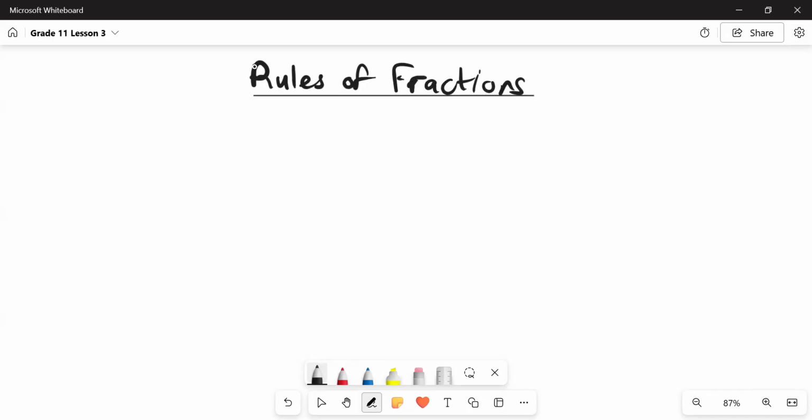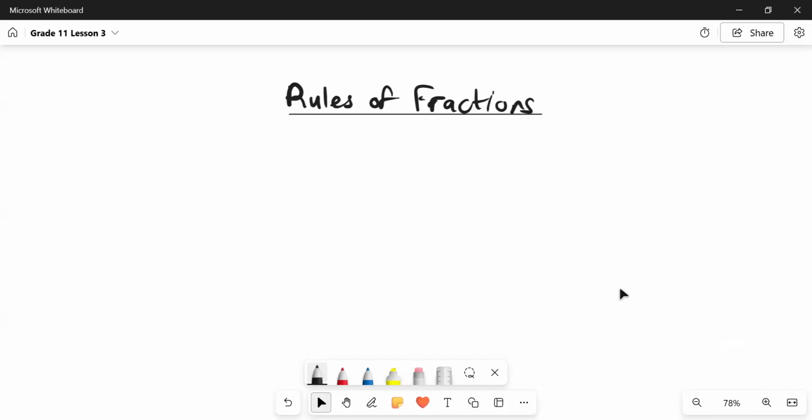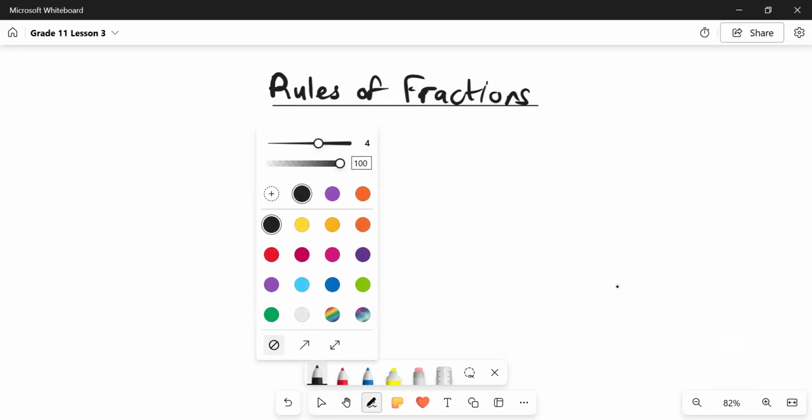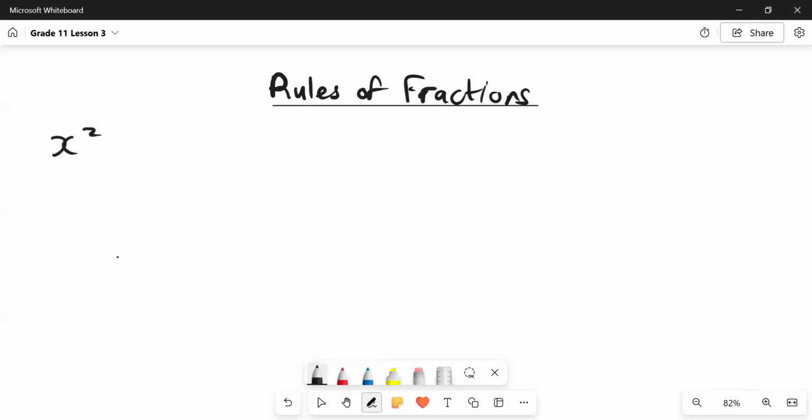But before we actually focus mainly on fractions, I want us to go back to factorization a bit, just to check your prior knowledge, if you still remember one or two things there. Remember we said when we factorize something like this, you open two brackets because this is a trinomial from grade 10.